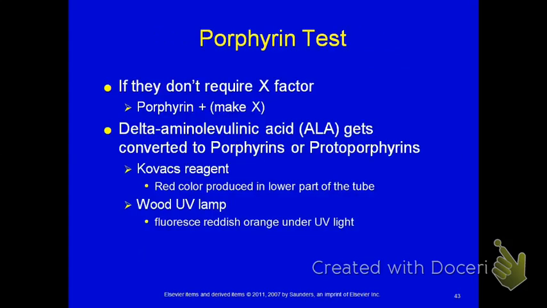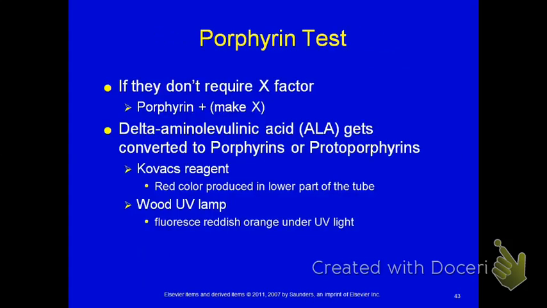The porphyrin test is another test to determine if they don't require X factor. The principle is that delta-aminolevulinic acid, or ALA, gets converted to porphyrin or protoporphyrin. To know the result, you have to add a Kovacs reagent. It's produced at the lower part of the tube.